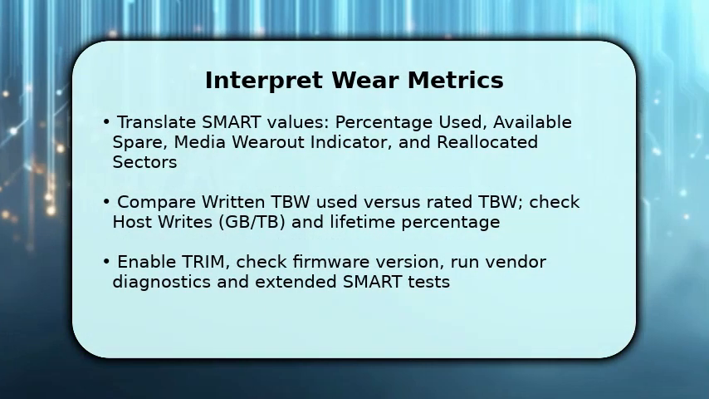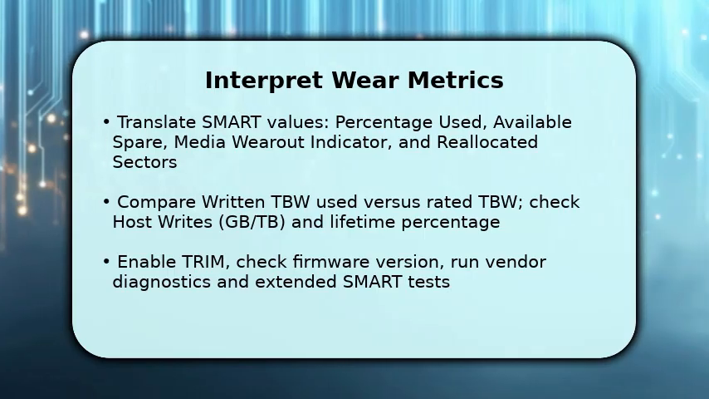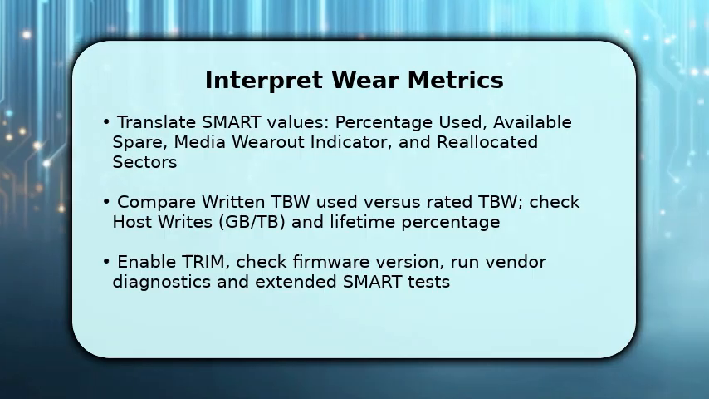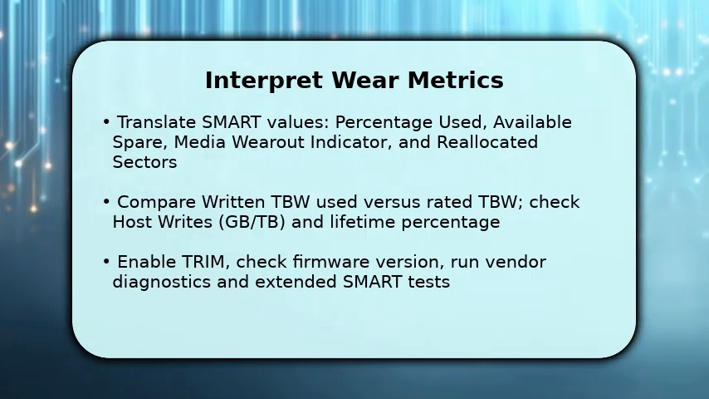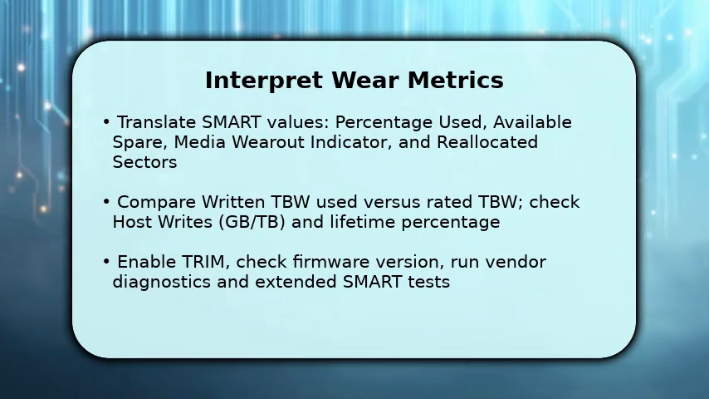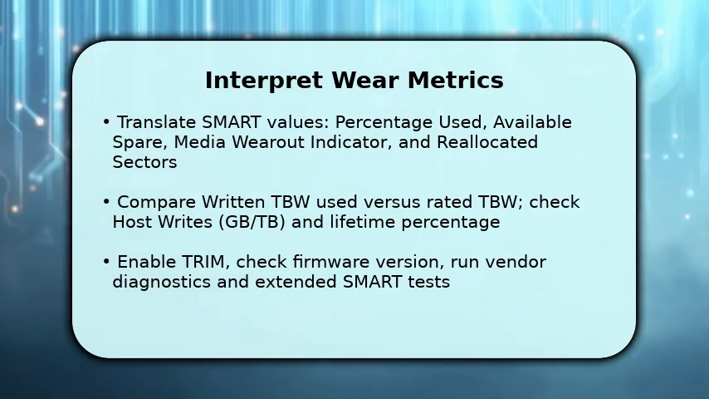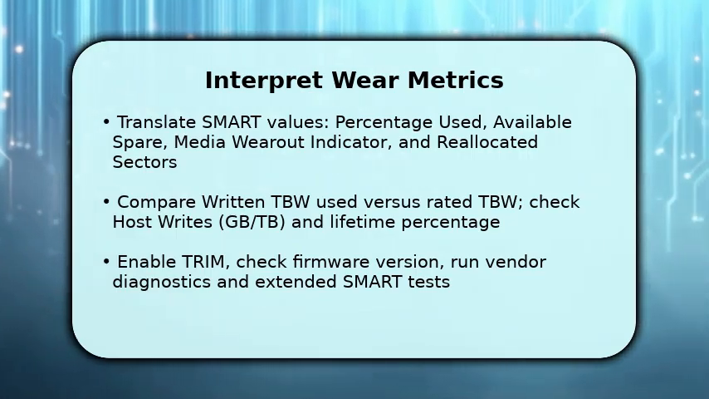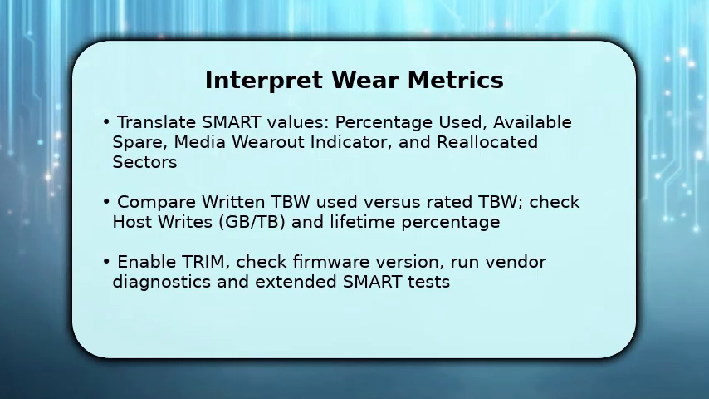Percentage used or available spare shows remaining program/erase cycles. Reallocated sectors and uncorrectable errors indicate imminent failure. Calculate writes. Divide host writes by rated TBW to estimate life consumed. Once done, make sure TRIM is enabled and that firmware is current because both affect reported life and longevity.